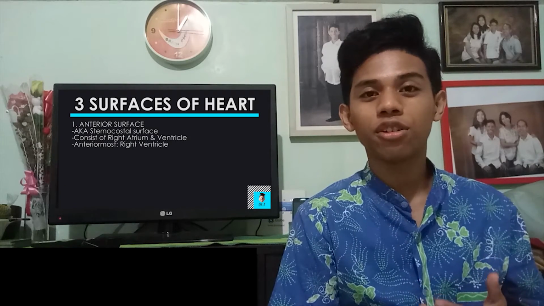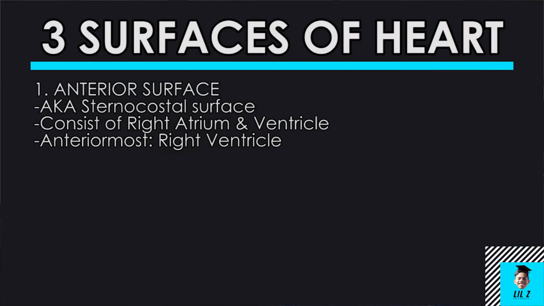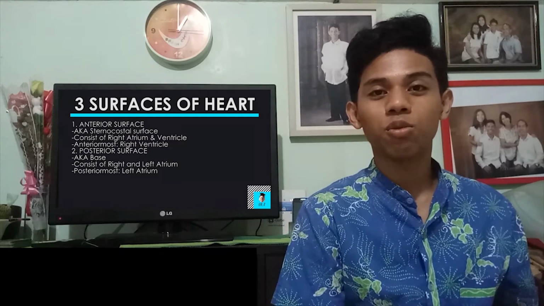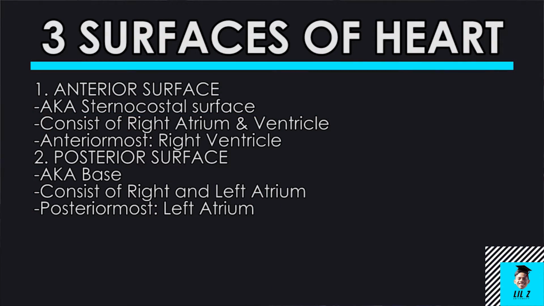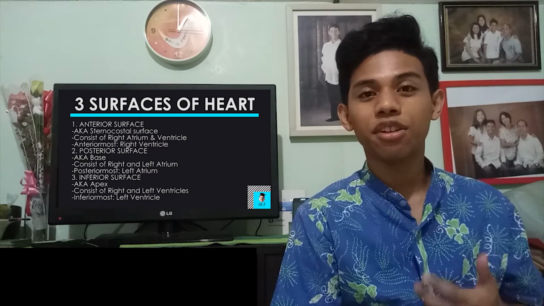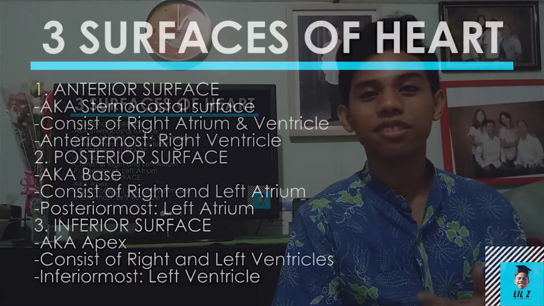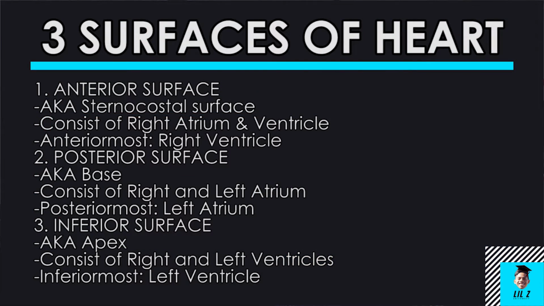First is your anterior, or what we call the sternocostal, which is where you can find the right atrium and ventricle, with the right ventricle being the anterior most. Next is the posterior surface, or what we call the base, which consists of your right and left atrium, with your left atrium being the posterior most part. And lastly is your inferior surface, or what we call the apex, which consists of your right and left ventricles, with your left ventricle being the inferior most.